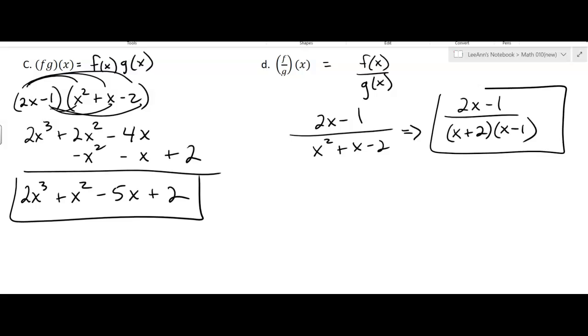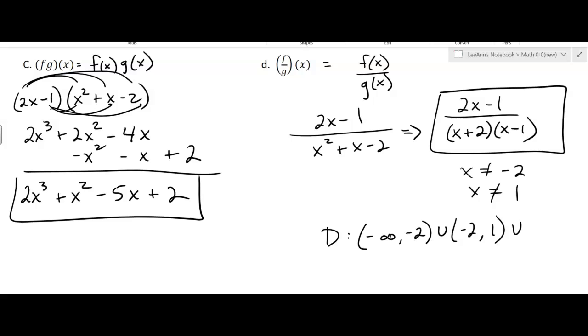it's done. You could ask about the domain. They didn't ask us to find the domain, but you could say something like, by the way, x can't be negative 2 and x can't be 1. If I'm writing the domain, if they were to ask, it would be negative infinity to negative 2, union negative 2 to 1, union 1 to infinity. They didn't ask what the domain was, but they could have. Okay, so that was the algebra of functions with those two functions.